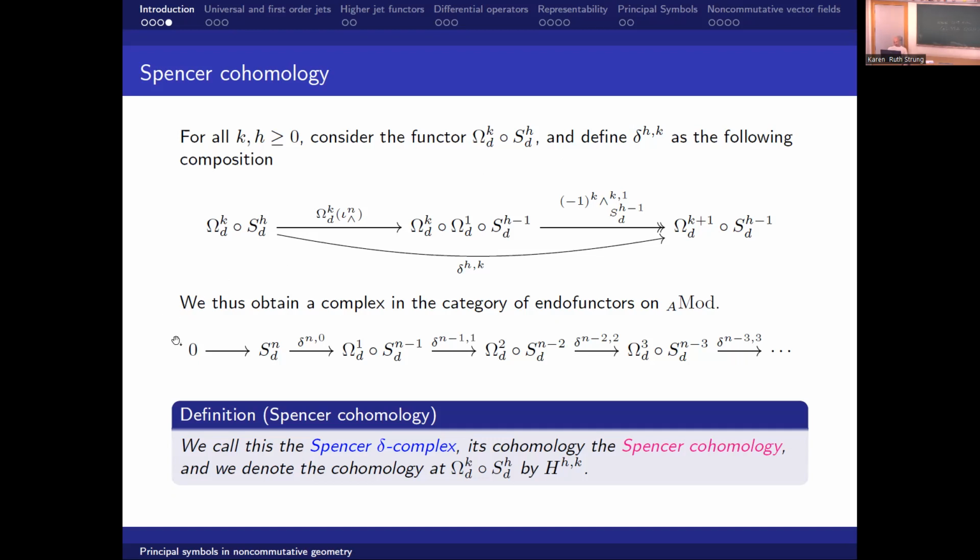And then you get a sequence of endofunctors in this category of left A modules. And it's actually a complex. You can check that it is indeed a complex. And you can consider its cohomology, which we'll call Spencer cohomology. And this will play some role in getting exactness of the jet sequence later on, once we have started to construct our jets.